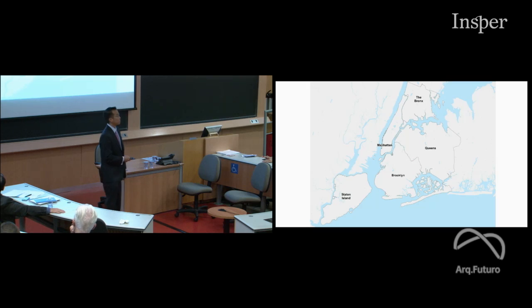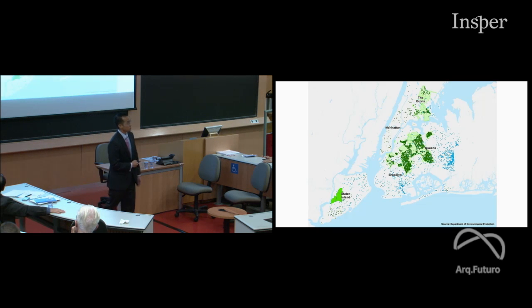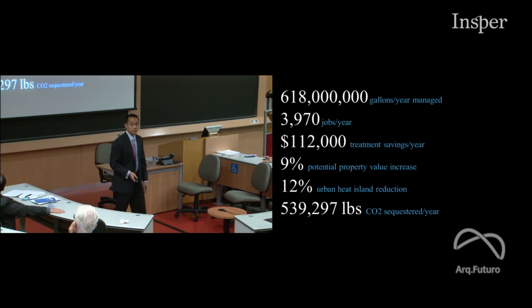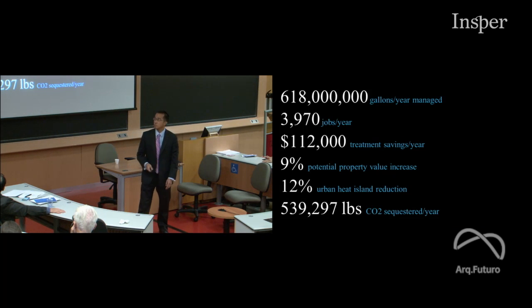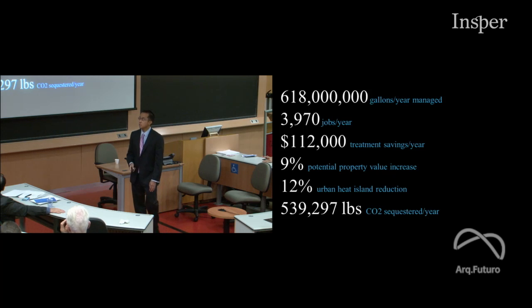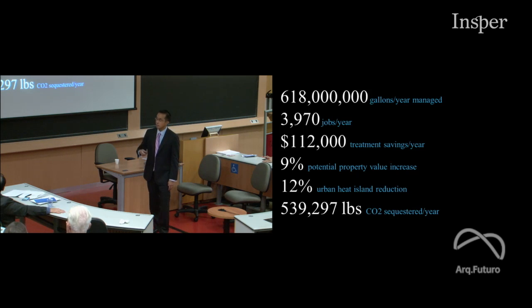So this is a map of New York City. I think hopefully you all recognize this. But what New York City is currently planning, designing, and constructing are 8,000 right-of-way bioswales. That's just a map that shows where they're currently planned, designed, and being constructed. And you look at those metrics again, and we're looking at over 618 million gallons managed, up to 4,000 jobs, and these are green-collar jobs. These are very low-tech type jobs. $112,000 in treatment savings. Again, that property value increase, a greater reduction in urban heat island effect, and a lot more CO2 sequestered.